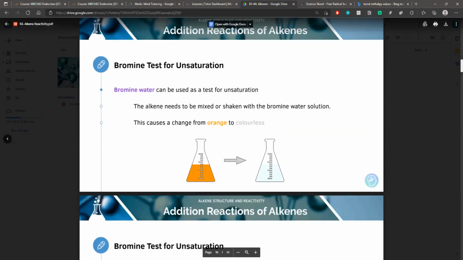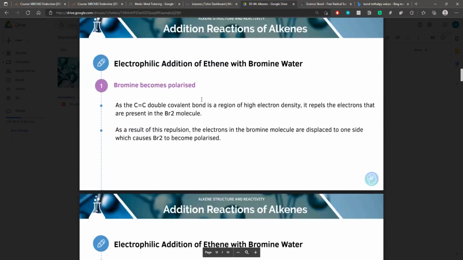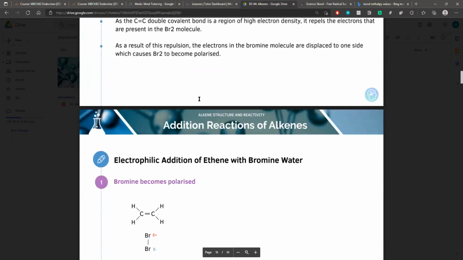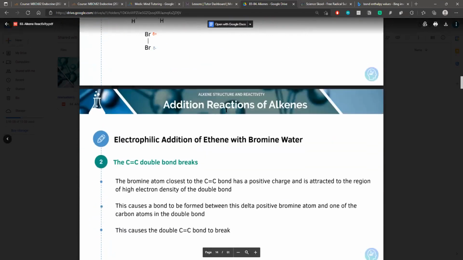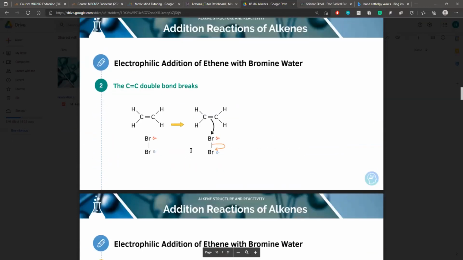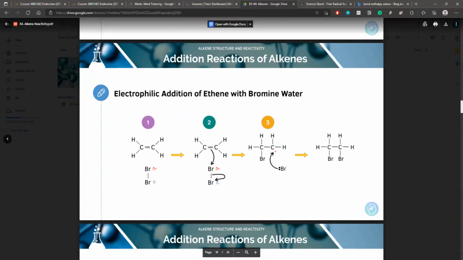Bromine water, orange to colorless, is the test for any unsaturation. It doesn't necessarily have to be a test for alkenes. It is just a test for unsaturation in general. It's literally just a test for that, and basically it's because of the mechanism. The mechanism is the same as the mechanism that you would be anticipating. So basically this 4-step mechanism.